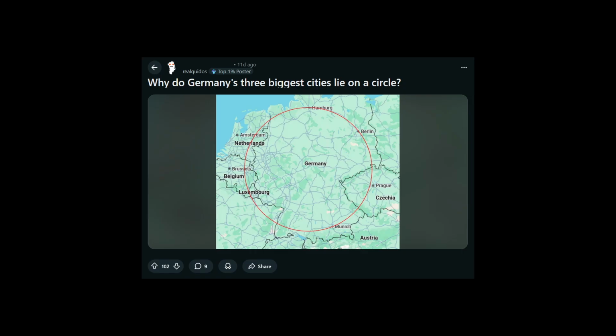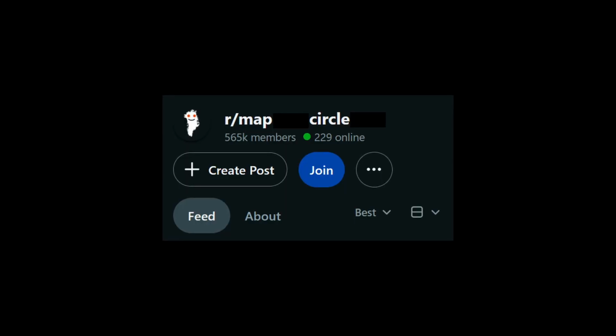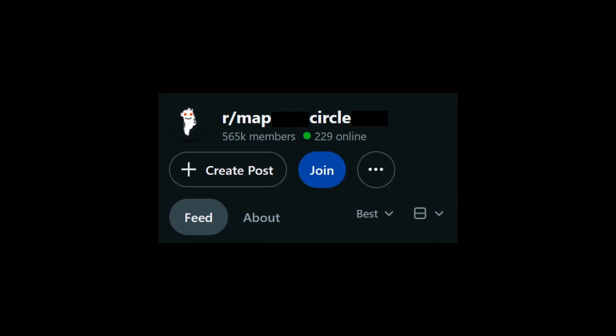So if you're like me, you might think, that's a strange coincidence. But then you remember you're on a subreddit about map memes, so there must be a trick at work here. Obviously the trick is mathematics. It turns out that you can draw a circle that includes any 3 points, so it wouldn't matter where the cities are, they will always lie on a circle no matter what.